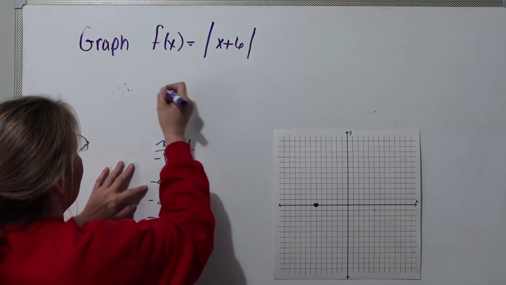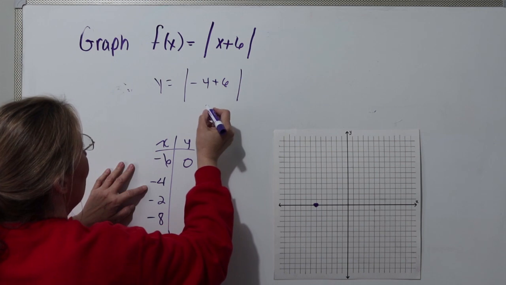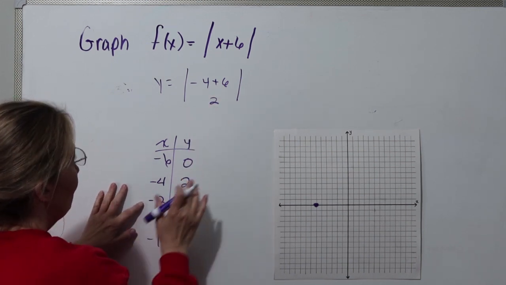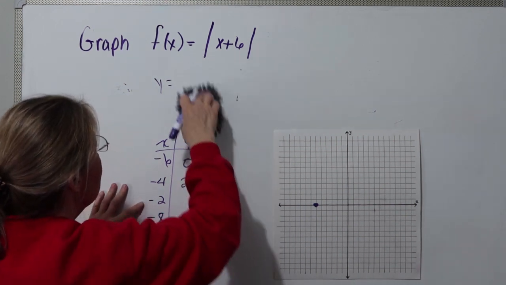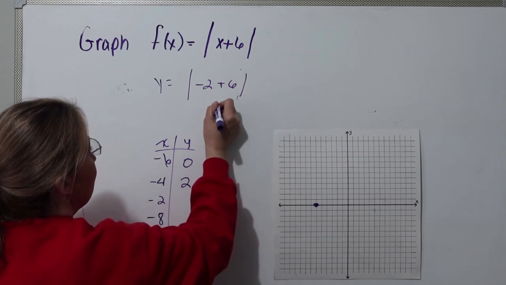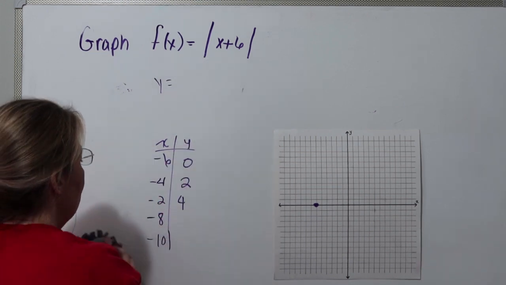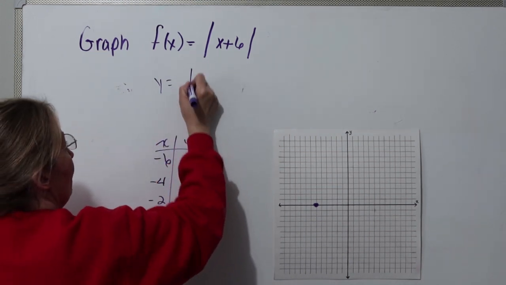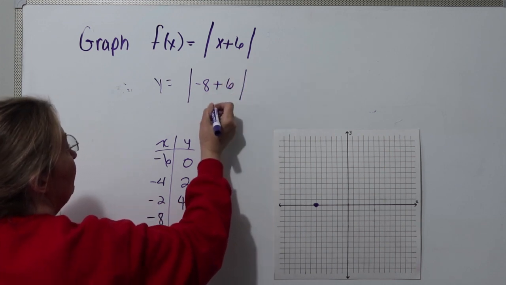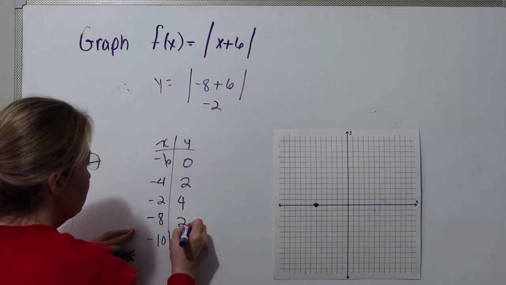I'm going to put negative 4 in. Negative 4 plus 6 is 2. The absolute value of 2 is 2. When I fill in negative 2, I've got the absolute value of negative 2 plus 6, which is 4. Y is equal to 4. Okay, when I fill in negative 8, I've got y is equal to the absolute value of negative 8 plus 6. Negative 8 plus 6 is negative 2, and the absolute value of negative 2 is positive 2.